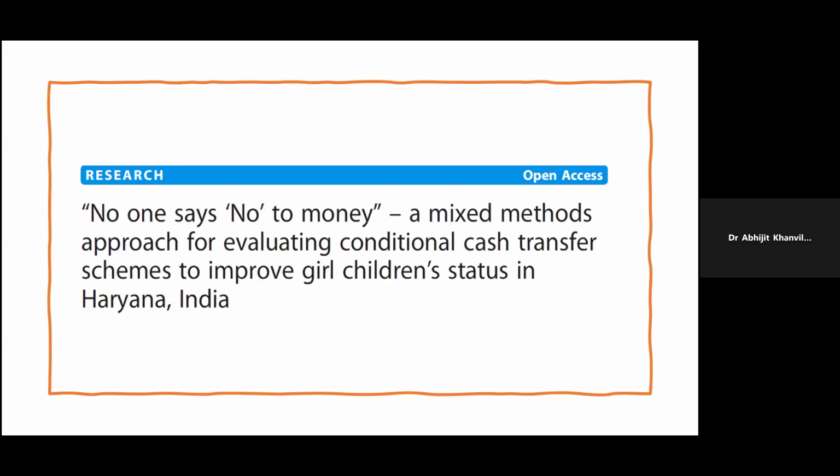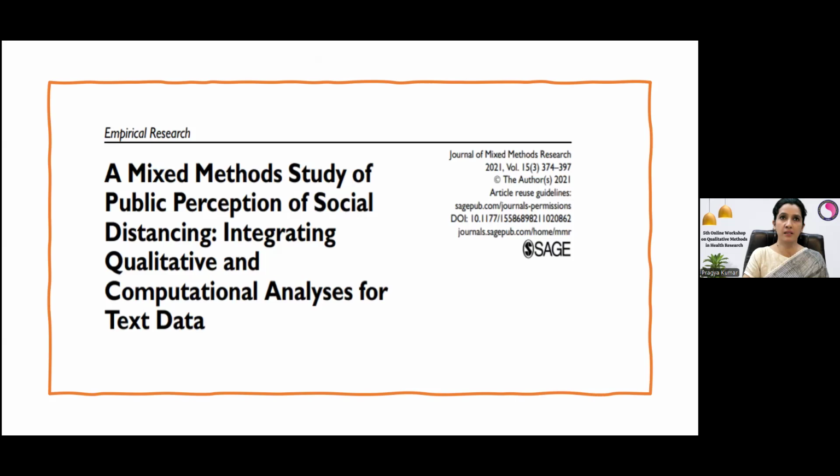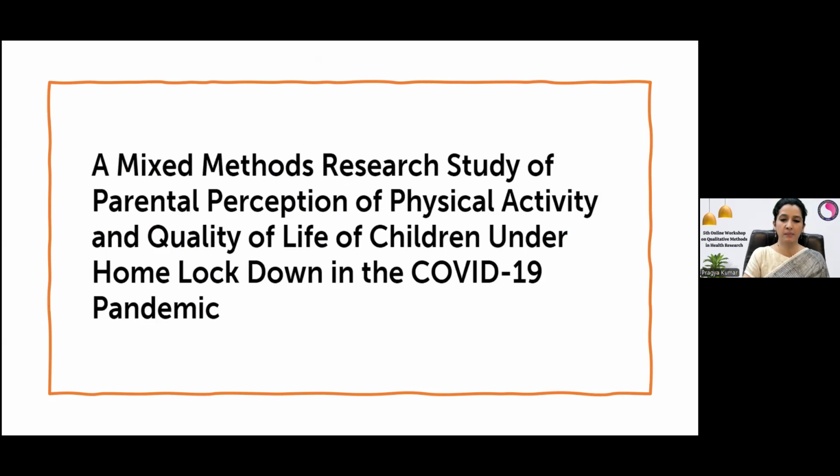Again, there are a few examples like No One Says No to Money, which is a mixed method approach for evaluating a conditional cash transfer scheme to improve girl children's status in Haryana. Again, this is a mixed method study of public perception of social distancing, which is integrating qualitative and computational analysis of the text data. Again, a mixed method study for parental perception of physical activity and quality of life of children under home lockdown in the COVID-19 pandemic.